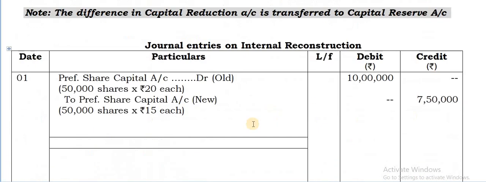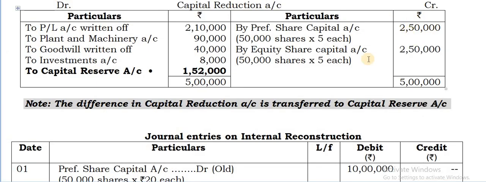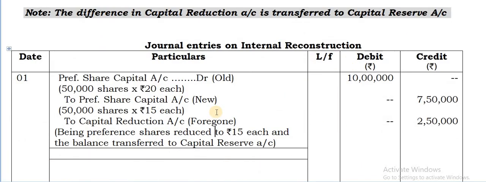Then the balance which is being foregone, which already you have written here, that will be taken for the capital reduction account. So to capital reduction account. That is a foregone amount. How much is that? 2,50,000. How are you getting that? 10 lakhs minus 7,50,000, the balance you are getting is 2,50,000, and this is what we have taken in the capital reduction account. Any confusion? Okay, this is what the entry is.